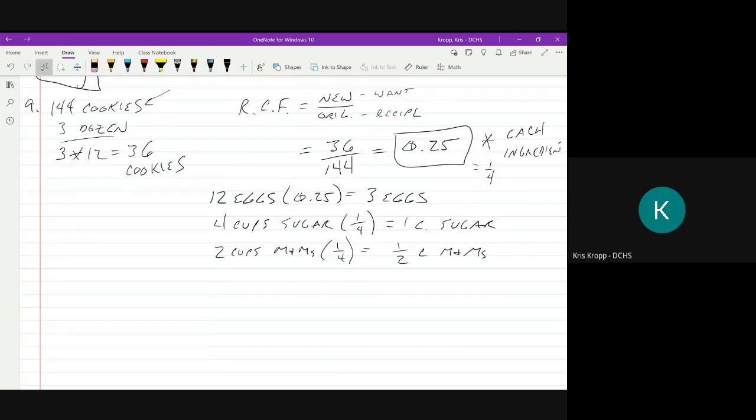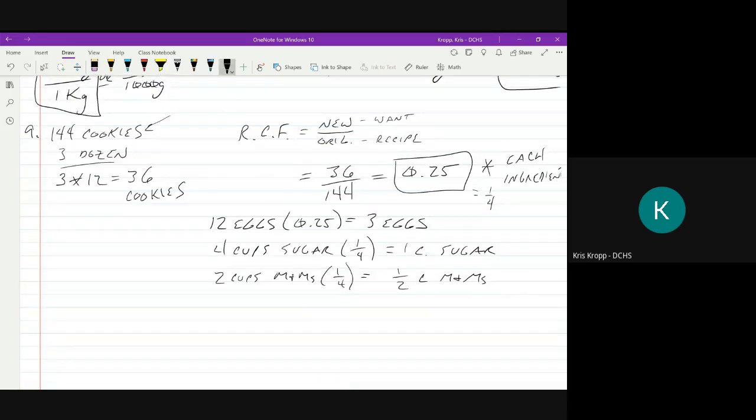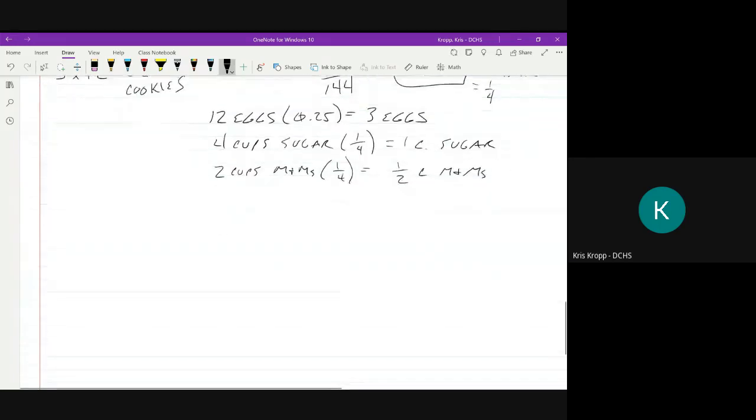Anybody need to ask me a question about number 9 or how you do the recipe conversion factor? Okay, again, that recipe conversion factor that I just boxed in, that equation, I'm going to give you that on the test. So I will have RCF equals new over old or original or something. So you just have to use it. You don't have to memorize it. You just have to know how to use it.